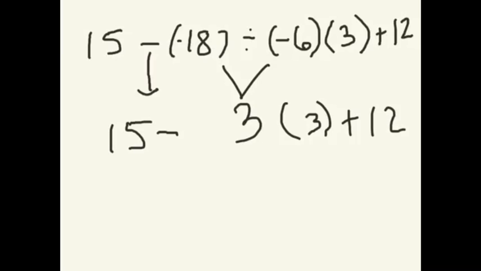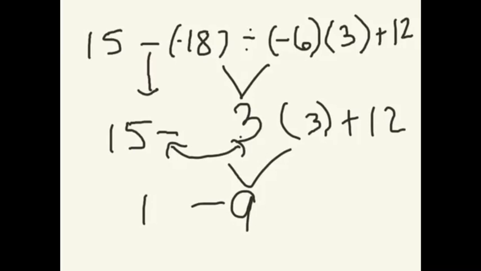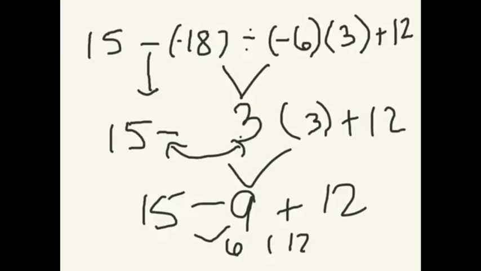And now I'm going to do multiplication. Notice that this minus sign is now going to be attached to the 3, so it's going to be a -3. So when I do -3 times +3, it's going to be -9. And once I write the -9 and I put the 15 in front, now it's 15 minus 9. I do the subtraction, which is 6. I do the addition, and my final answer is 18.